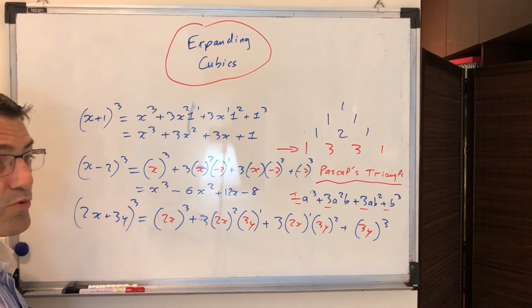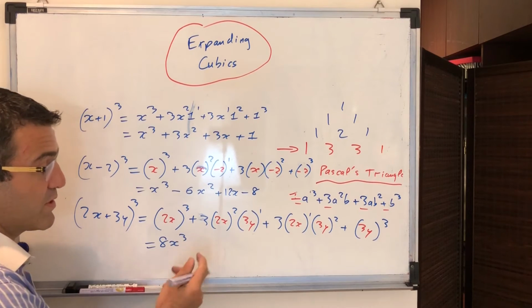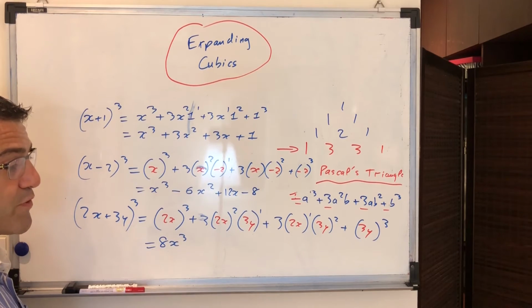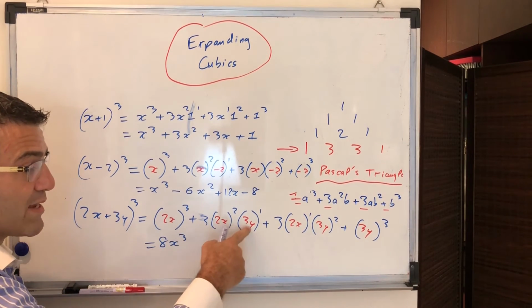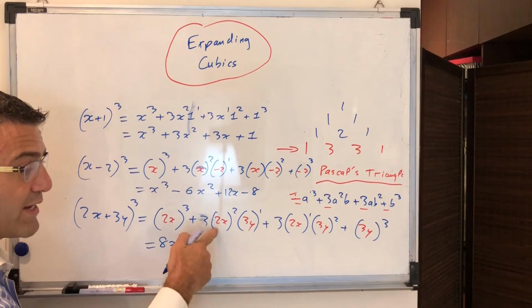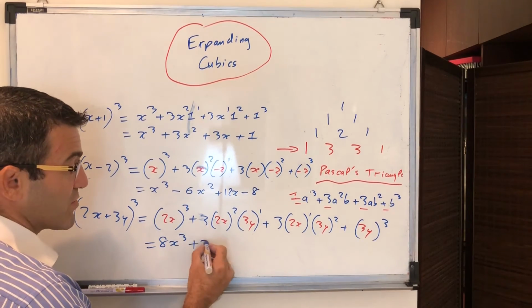So what is 2 cubed? Well, if you know your cubic numbers, 2 cubed is 8, so you get 8x cubed. And then here, let's do the numbers first. Now, everything's positive, so that's nice and easy. We don't have to deal with this. What is 3 times 2 squared times 3? So 3 times 3 is 9, and then 2 squared is 4. What is 9 times 4? We get 36, so 36.